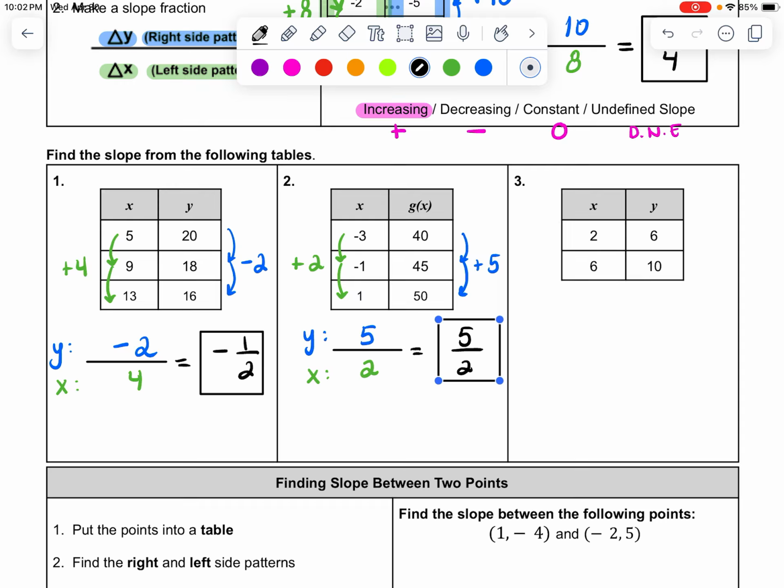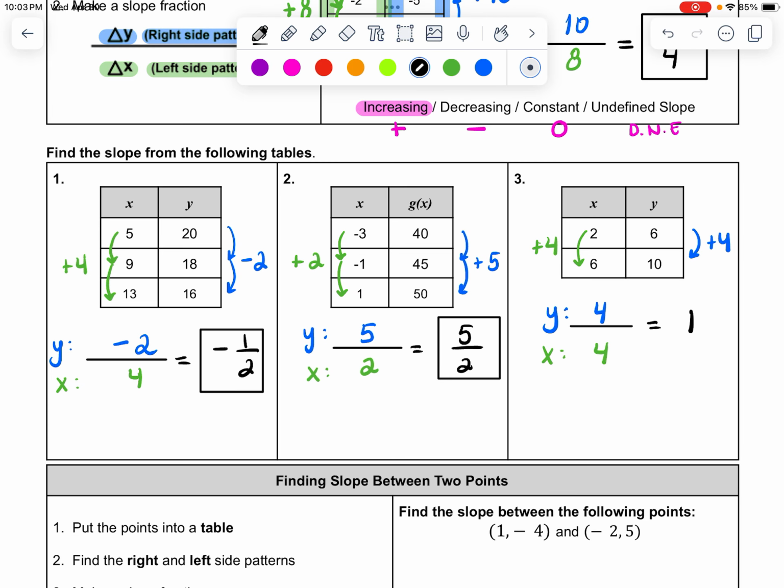We can even do this when there's only 2 numbers in the table. So again, just start with your patterns. From 2 to 6 is +4. And from 6 to 10 is +4. So I'm going to make a slope fraction. The pattern on the top is the Y pattern, which is 4. And the pattern on the bottom is the X pattern, which is also 4. So my slope fraction, when I type that into my calculator, should just be 1.